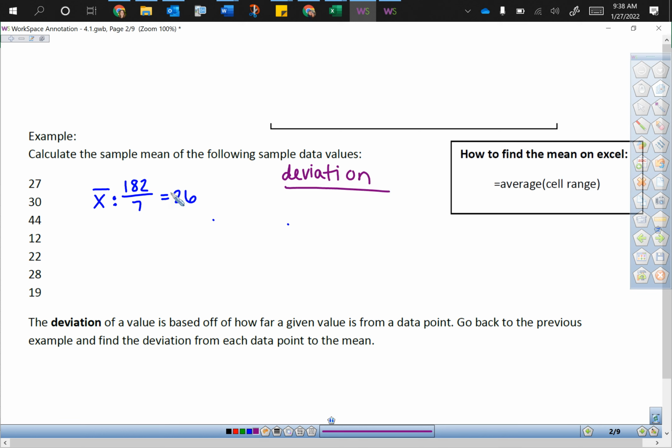And you know that my mean is 26. I want to see how far away from my mean each one of these points is. So I would take my top one, 27, minus 26, and what would I get? 1. Then I would go 30 minus 26, and that would be 4. We go 44 minus 26, and that would give me 18. And we're just going to do that for each one of these points.